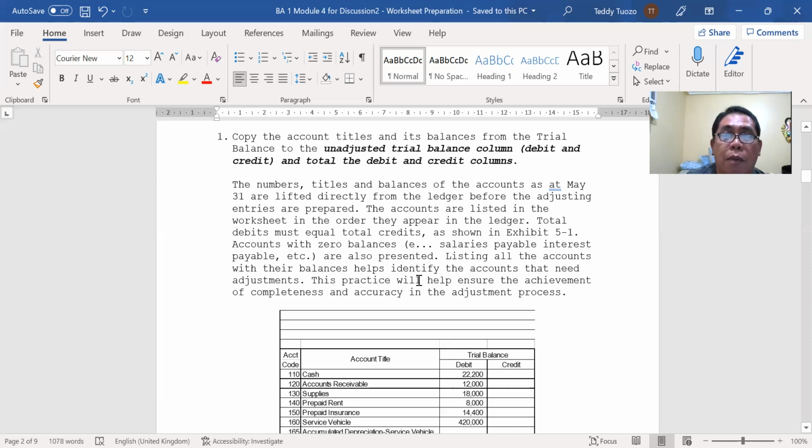Accounts with zero balances, such as salaries payable and interest payable, are also presented even if they don't have any balances. Listing all the accounts with their balances helps identify the accounts that need adjustments. This practice will help ensure the achievement of completeness and accuracy in the adjustment process.